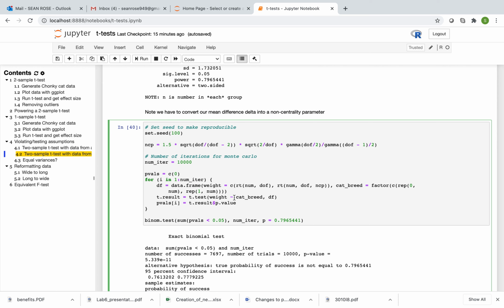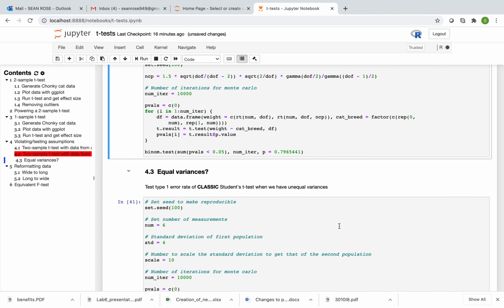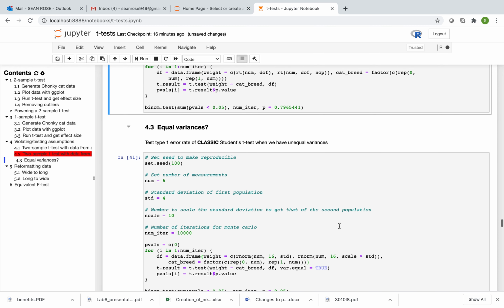Then I'm going to run the t-test. I'm going to figure out how many times I accurately reject the null hypothesis, and then compare the proportion of times I accurately reject the null hypothesis to the predicted proportion, which is 0.7965 from the power analysis. So let's run that again. And again, I was a little bit dumb there and didn't run it while I was talking, so I apologize for having to wait here for a second.